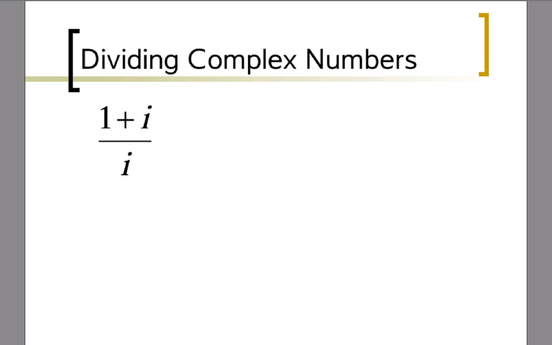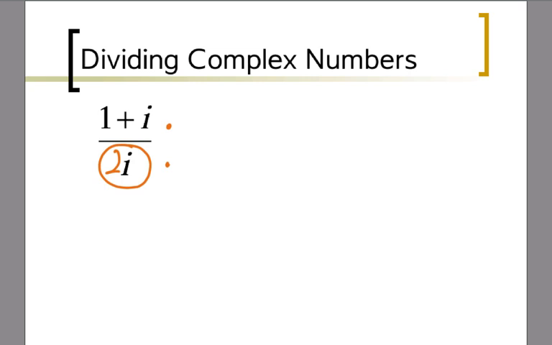So let's try one more problem, dividing complex numbers. Again, dividing complex numbers really means rationalize the denominator. This time I just wanted to show you one where it's just a number. It could be an i, it could be a 2i, whatever it is. This time we just have to multiply top and bottom by the i.